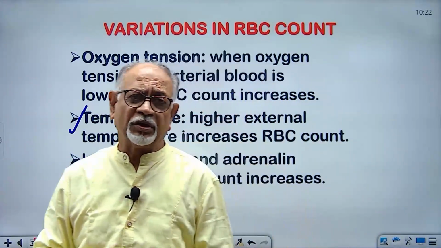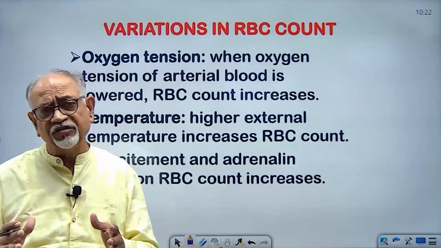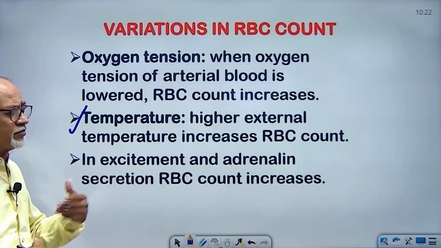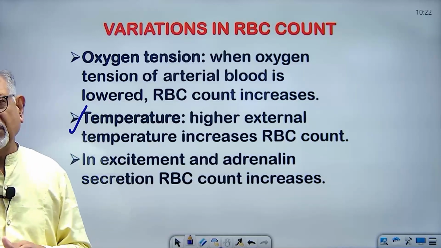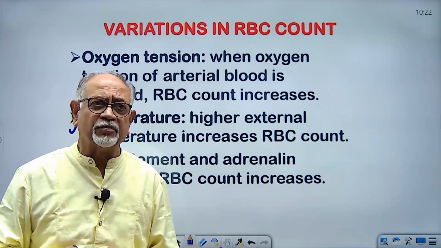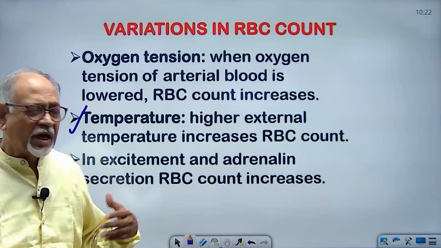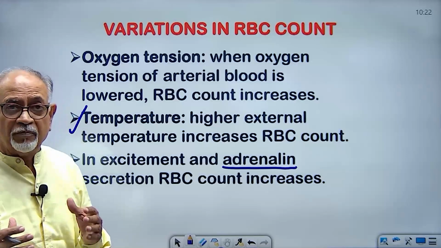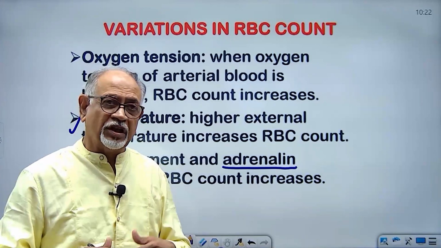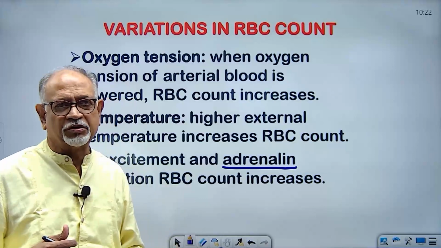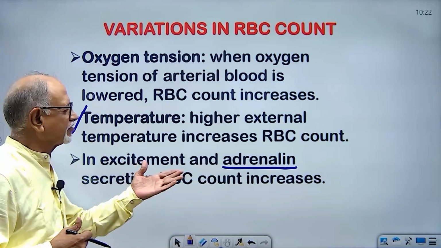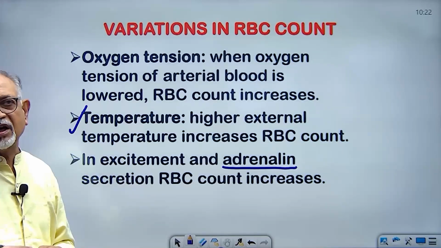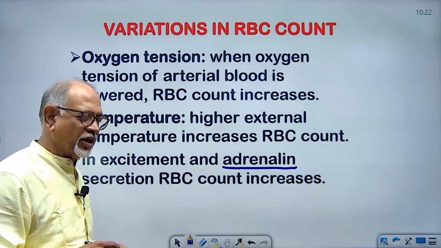Another physiological condition in which the RBC count increases is the state of excitement. When a person is in the state of excitement or stress, adrenaline is released or sympathetic stimulation occurs that increases the metabolic rate to cope up with the excitement and stress conditions, and in that, the number of RBC increases temporarily.